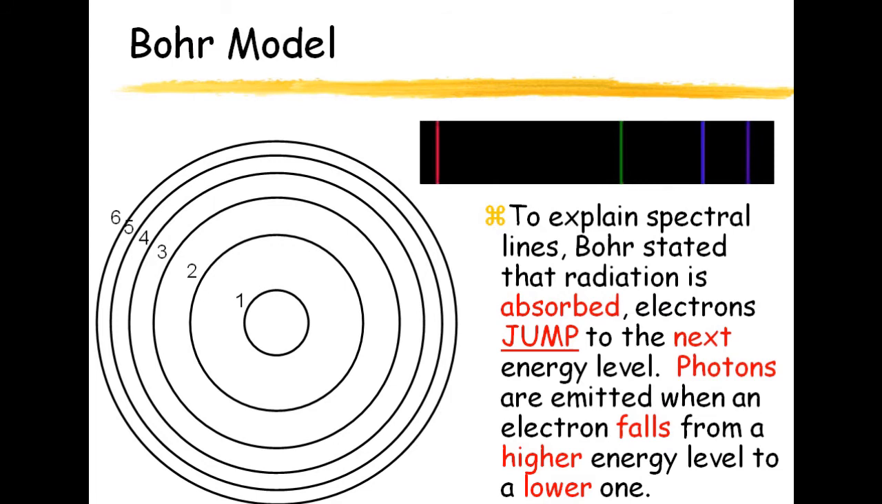So if you go from energy level 3 to 2, you would see red photons being emitted. From 4 to 2 would be green, 5 to 2 would be blue, 6 to 2 would be violet, and that creates our line emission spectrum with the different colors.